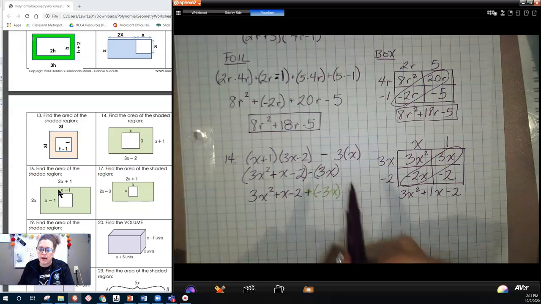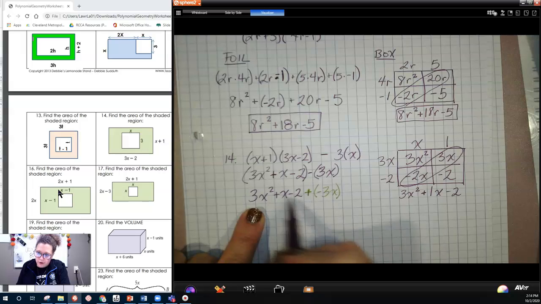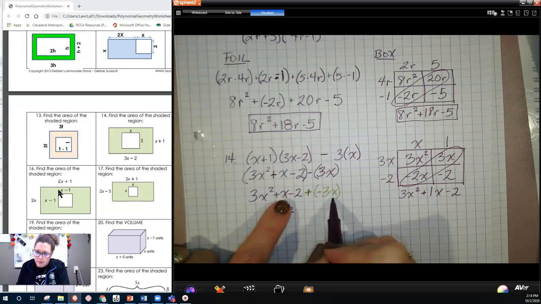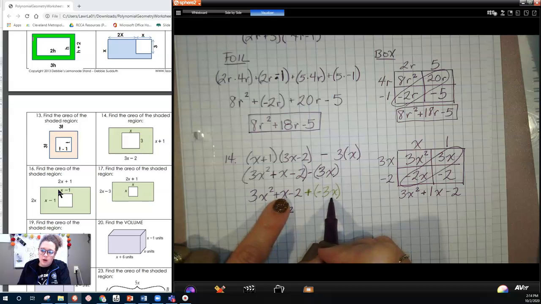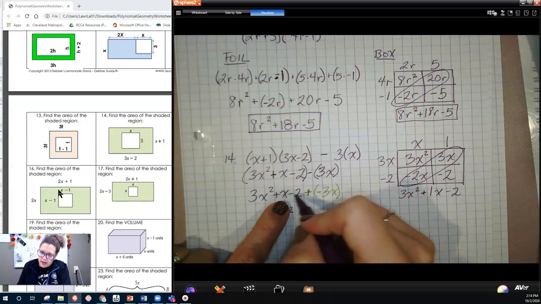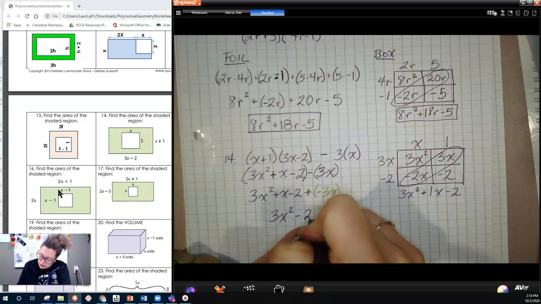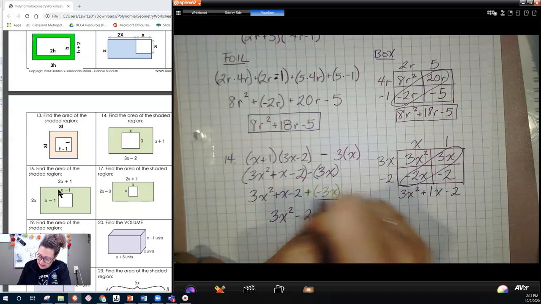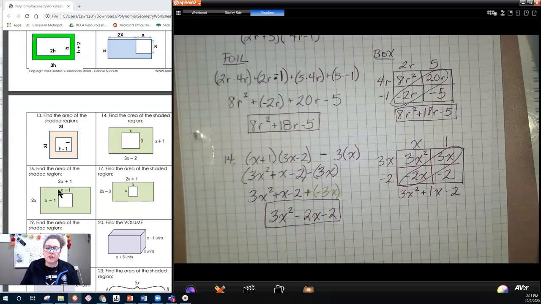And now I'm going to combine like terms. So I have no other terms that are x squared. That stays the same. But I do have this x and this x, which do need to be addressed. So remember, this is 1x. So 1 minus 3 is negative 2. It's negative 2x. And then we just have negative 2 at the end. And technically that should be units squared because it is area.